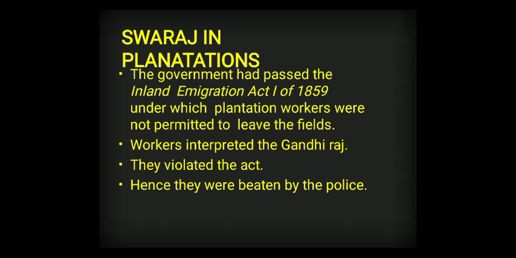One thing more, my dear student: the question about the Inland Emigration Act of 1859 came in the CBSE board also. It is very, very important. Because of this act, the Britishers forced the Indian workers to work in their estates, and moreover they were not permitted to leave. But these workers took Swaraj in their own way. They thought some Gandhiji, Mahatma Gandhi, had come to give us independence. So they interpreted it as Gandhi Raj. They left their work, came out of their estates, and moved to their homes.